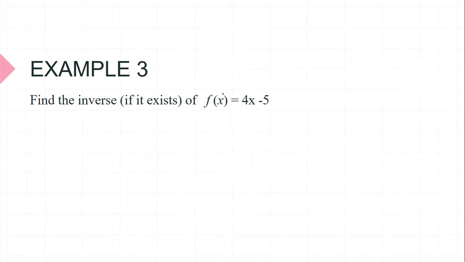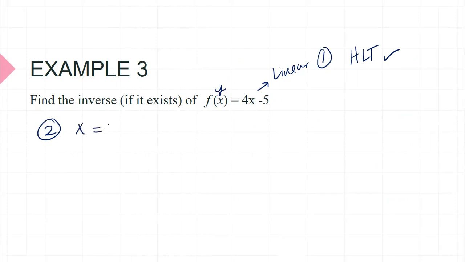All right, here we go. If we have f of x equals 4x minus 5, what type of function is this? Linear. Okay, so keeping that in mind, does a linear function pass HLT? Yes. So I'm not going to have any restrictions. Does that make sense? It's going to pass. Step 2 is to do what? Switch x and y. Remember, f of x is the same thing as y. So we have x equals 4y minus 5.